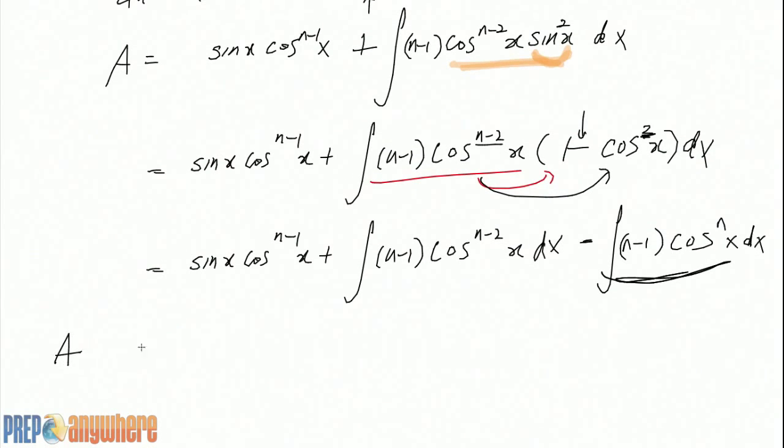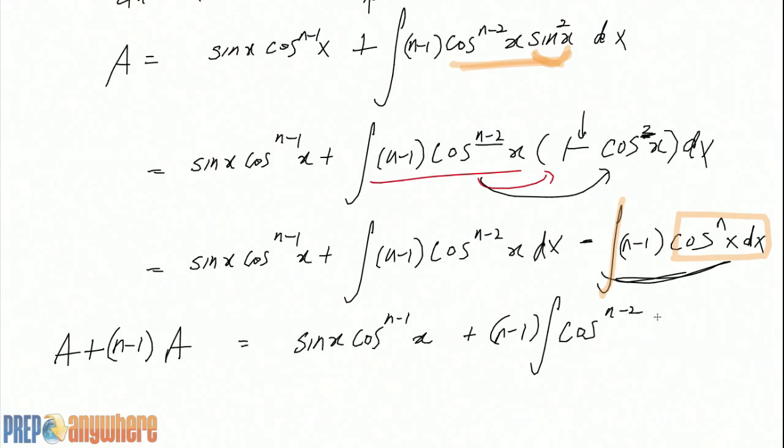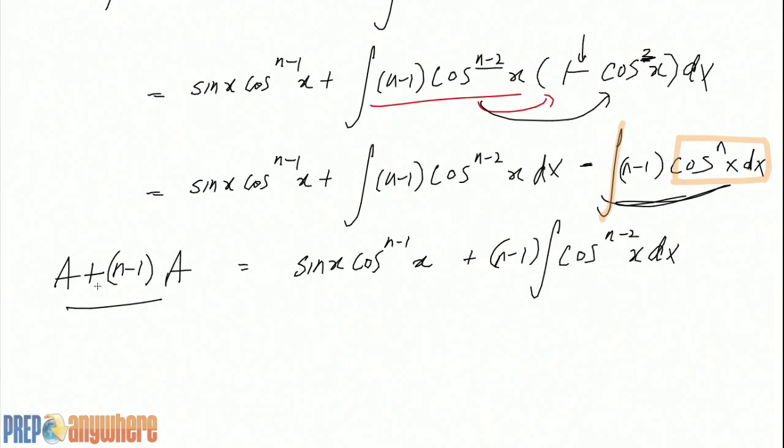So if you have A on the other side, if you bring this over to the other side, you get A plus n minus 1 A. This integral sign and this, that's A. So we have n minus 1 A on the other side. Pull out the n minus 1. If you combine these two, you get exactly nA.